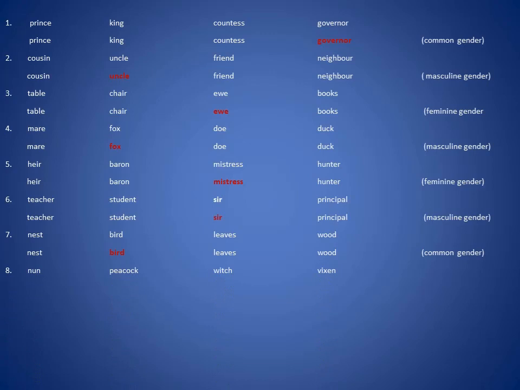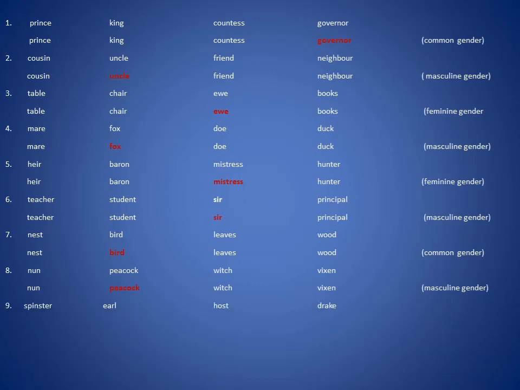Now eighth one, nun, peacock, witch, vixen. Here nun, witch and vixen, these 3 are coming under feminine gender, but peacock is coming under which gender? Masculine gender. So here the odd one is peacock.